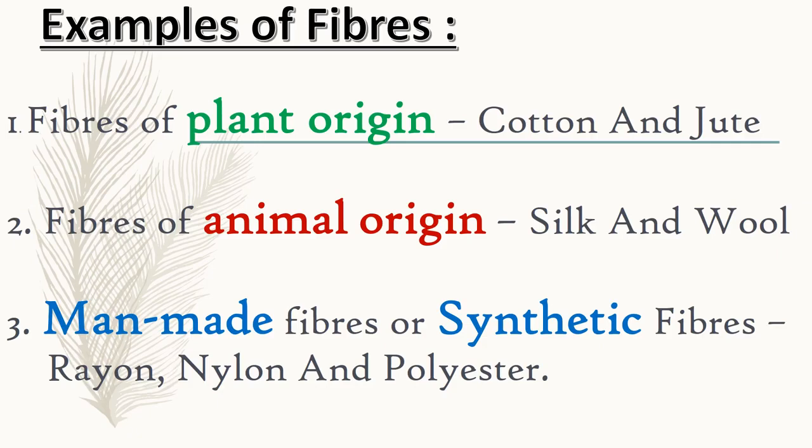Number 3, man-made fibers or synthetic fibers. These are the fibers which are created or synthesized by the man. Rayon, nylon, and polyester are some of the examples. As you are already aware, in our syllabus we have to focus just on the natural fibers having animal origin. So we will be covering wool and silk.